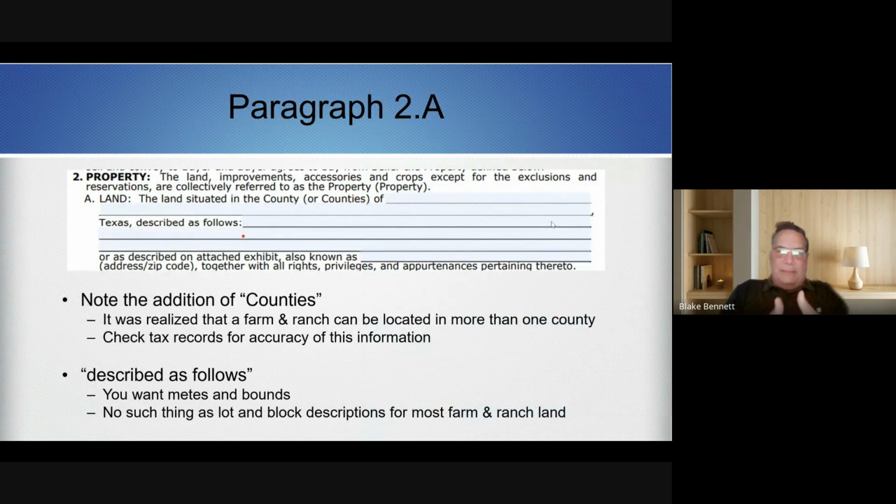Paragraph 2A includes the word counties. This is because ag property might be large and can stretch across county lines. The description here, the description matters. You're going to want metes and bounds. There is no such thing as a lot and block whenever it comes to farmland.